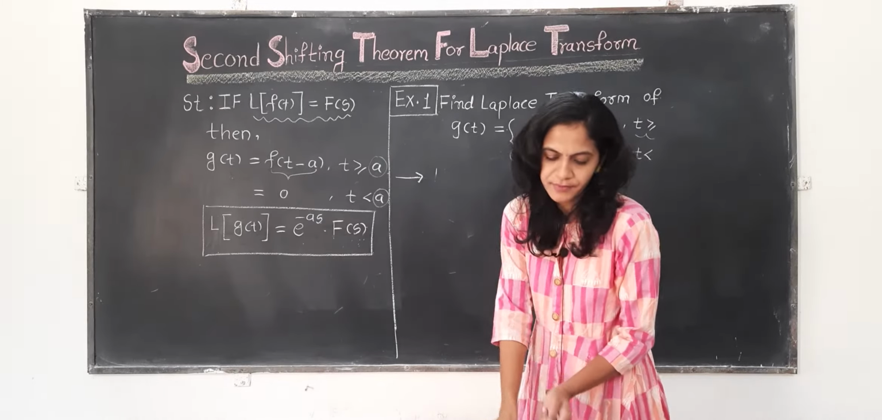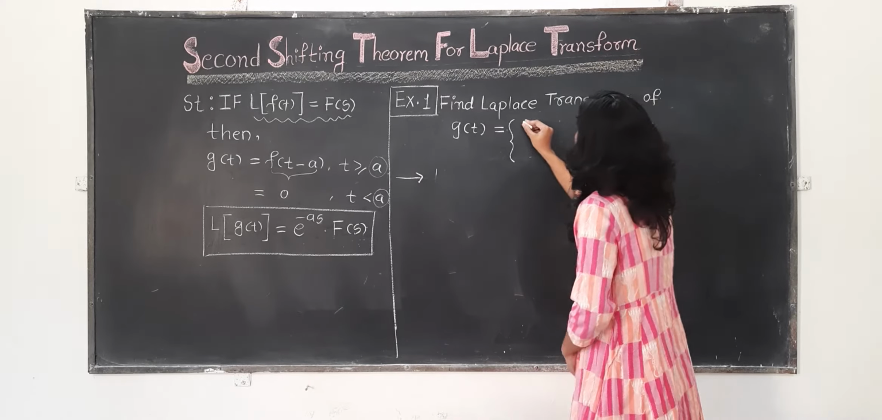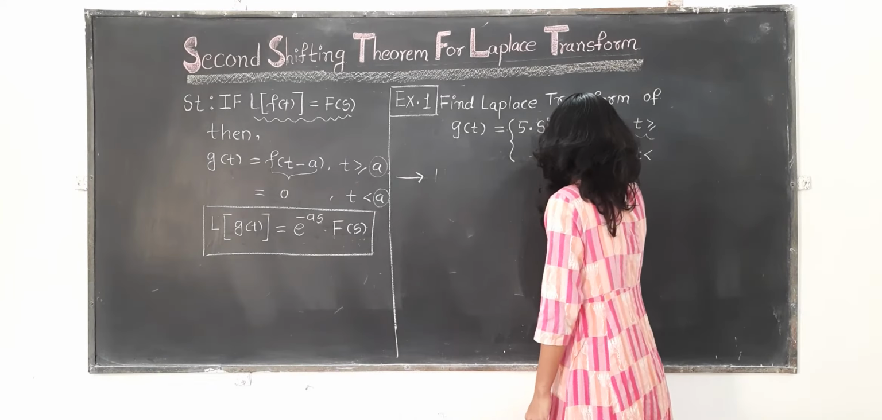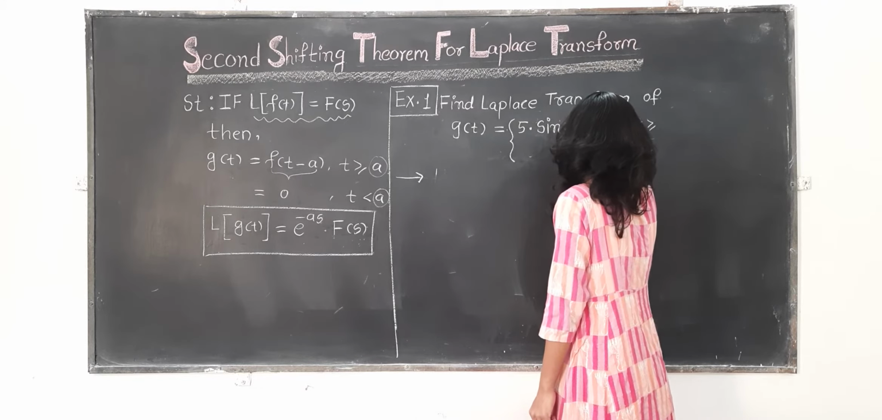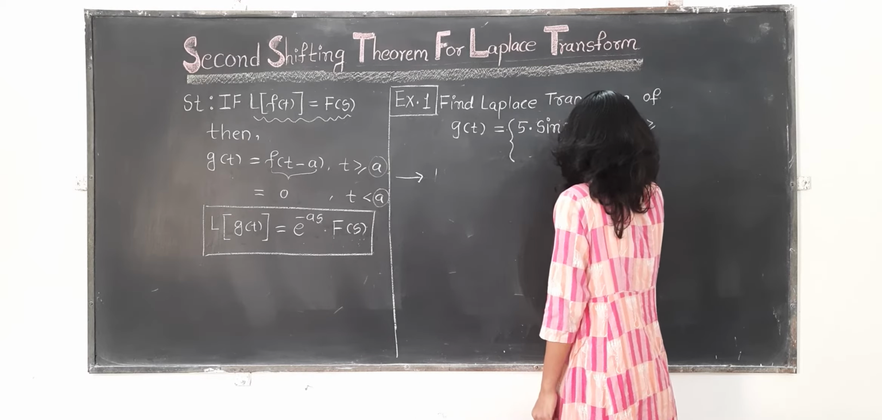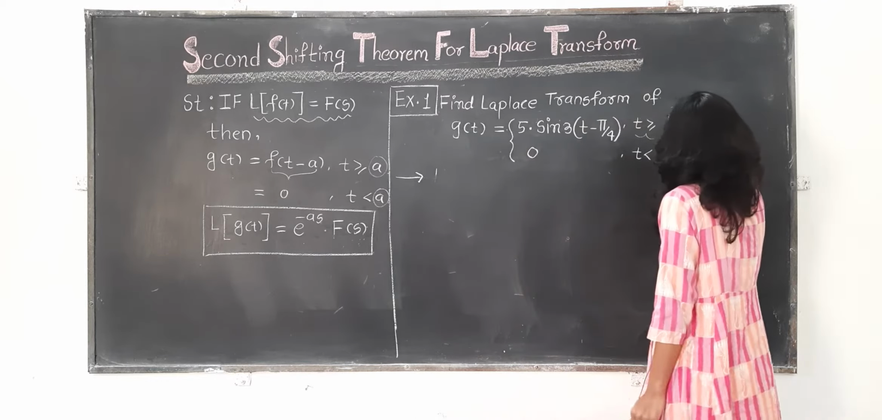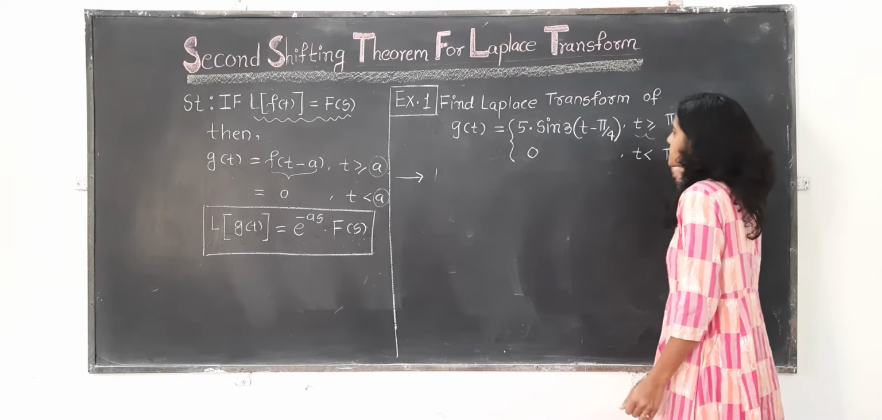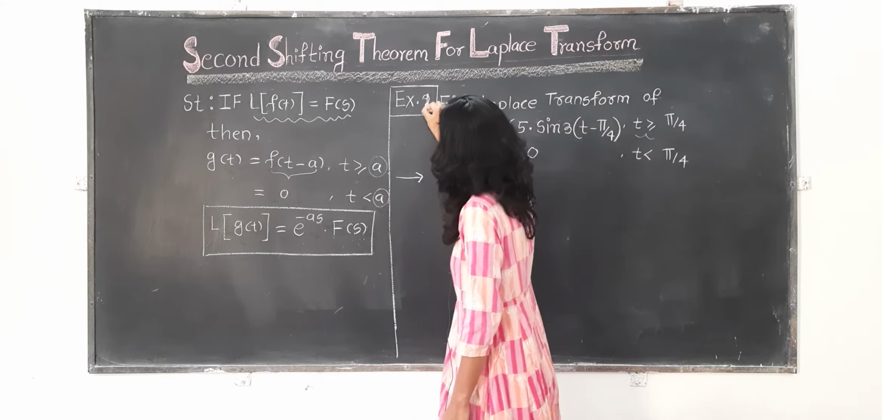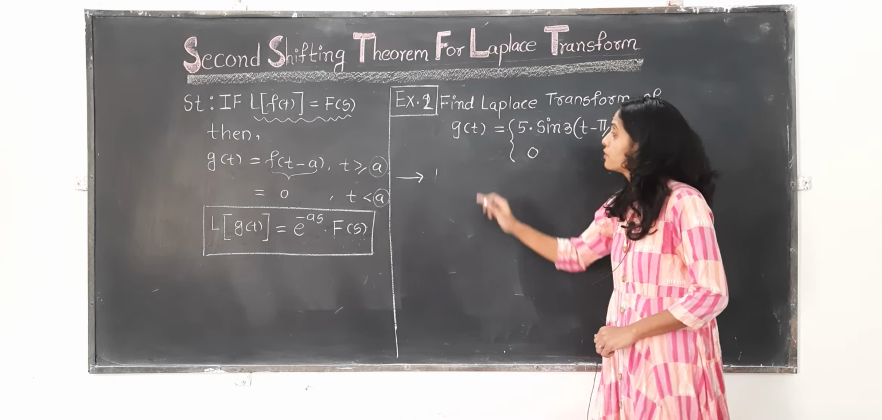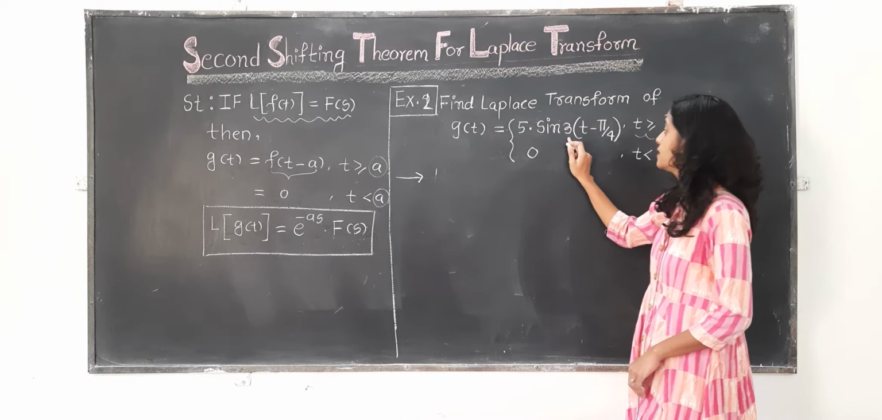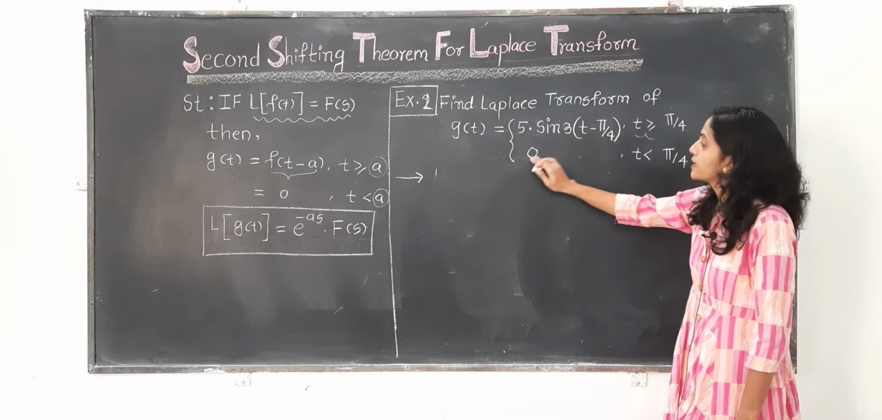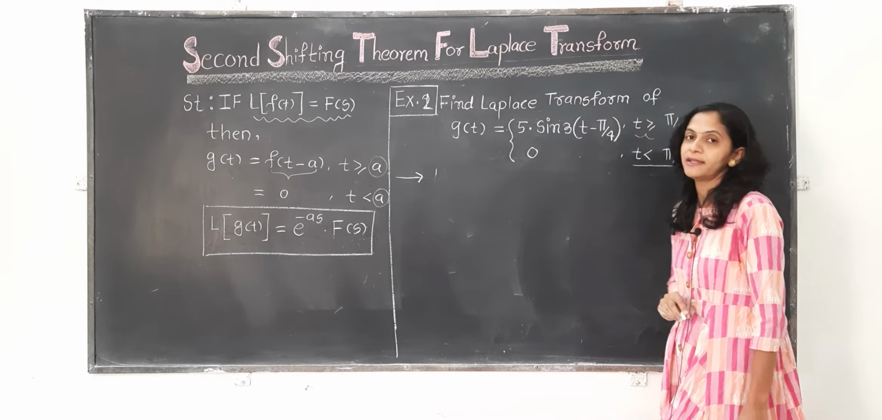Second example, let's start. So let's see the second example here, students. Find the Laplace transform of g(t), that is 5 sin 3(t minus pi by 4), for t greater than or equal to pi by 4, and equal to 0 when t is less than pi by 4.